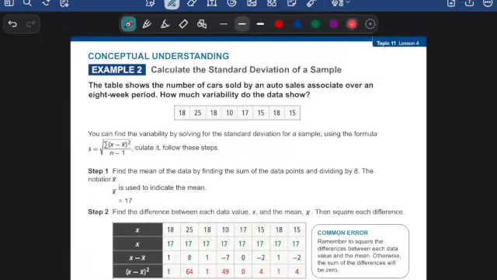Example 2. The table shows the number of cars sold by an auto sales associate over an 8-week period. Okay, so we're looking at an 8-week period. We're not looking at their whole career as a car salesman. So we're just looking at a sample, a small selection of their total sales career. Here's the data we have. And we can find the variability by solving for the standard deviation for a sample. Again, this is a sample. It's not their whole career, it's just an 8-week period.